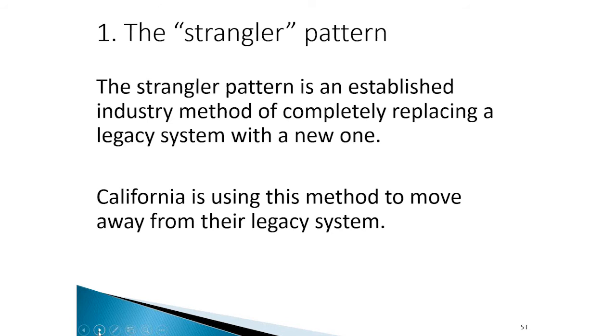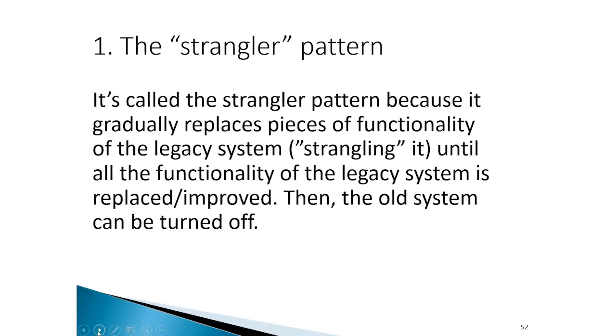So the first part, the unhelpfully named strangler pattern. The strangler pattern is an established industry method of completely replacing a legacy system with a new one. And as I mentioned, California is using this method to move from their legacy system to a new CCWIS system. The reason why this is called the strangler pattern is because it gradually replaces pieces of functionality of the legacy system, that is, strangling it, until all of the functionality of the legacy system has been replaced and improved. And then and only then, when all of that functionality has been replaced, the old system is turned off.